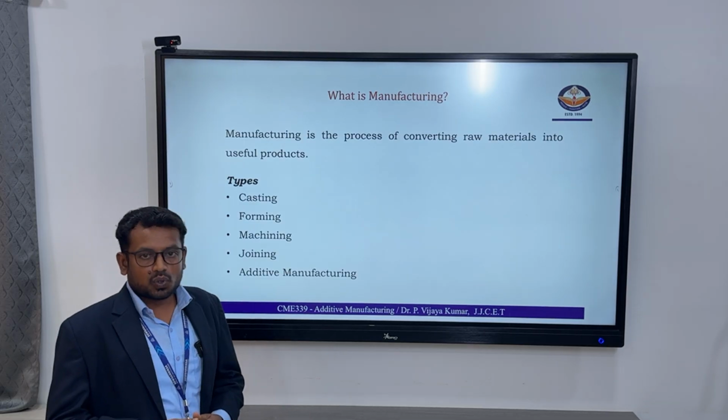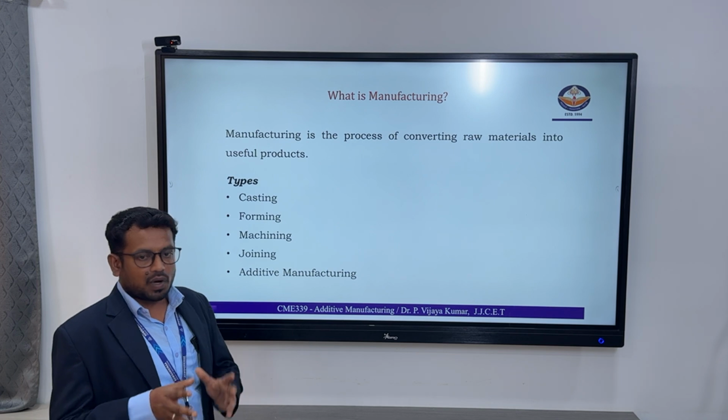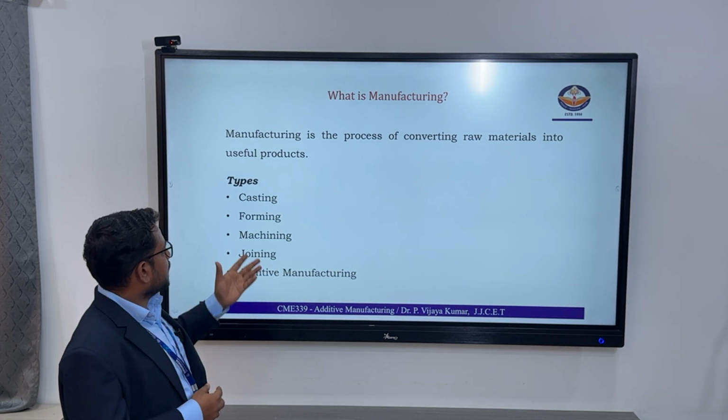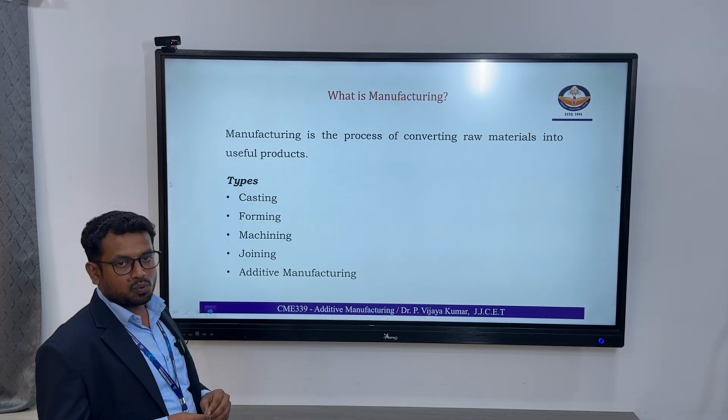So prior to that, we should know what manufacturing is. Manufacturing is nothing but the process of converting raw materials into a full product. It has some types like casting, forming, machining, joining, and additive manufacturing.